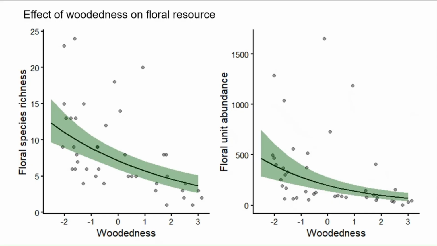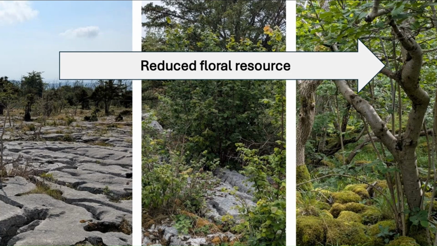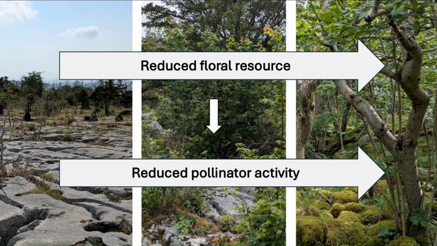This is floral species richness and flower abundance. Generally, there are fewer species and fewer flowers on wooded pavements compared to open pavements. So what we're probably seeing here is that as you get to more wooded areas, you see a decrease in flowers, and that in turn is resulting in the reduced pollinator activity that I saw. It's probably a combination of factors, but it looks like it's really driven by that floral availability.